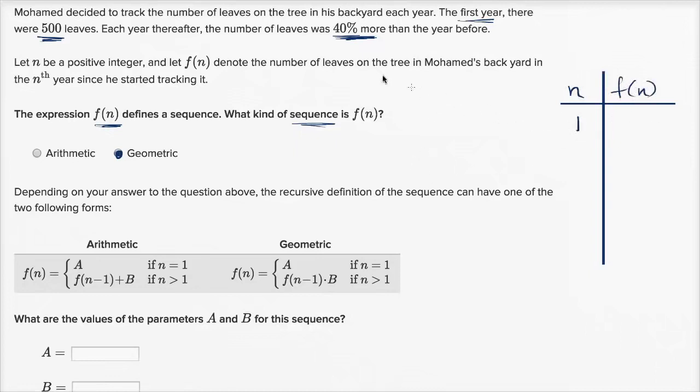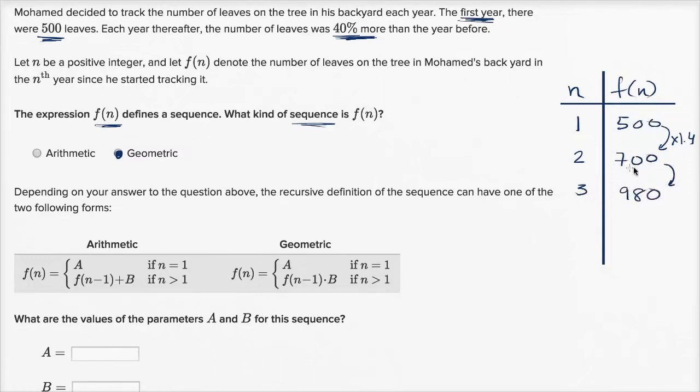So when n is equal to 1, the first year, there were 500 leaves. f of n is 500. Now when n is equal to 2, we're going to grow by 40%, which is the same thing as multiplying by 1.4. So 500 times 1.4, let's see, 40% of 500 is 200, so we're going to grow by 200. So we're going to go to 700. Then in year 3, we're going to grow by 40% of 700, which is 280. So it's going to grow to 980.